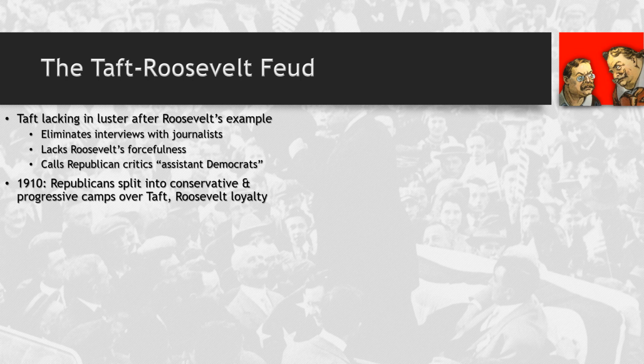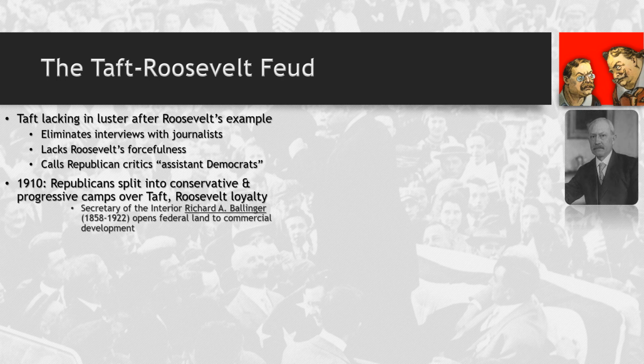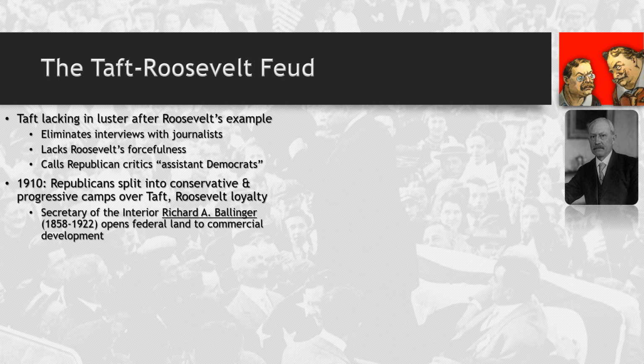By 1910, though, the Republicans end up splitting into conservative and progressive camps because of Taft and Roosevelt. Okay, Roosevelt is the more progressive camp, and Taft becomes much more conservative than what Roosevelt expects. Okay, so there's a lot of instances here that end up, again, going back on what Roosevelt expects to happen. And Roosevelt at this point is actually out of the country.